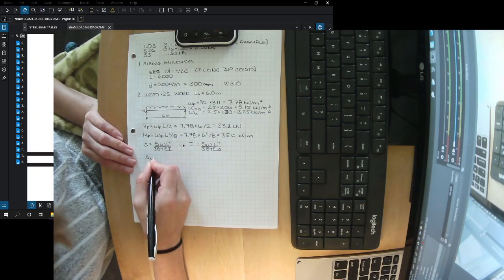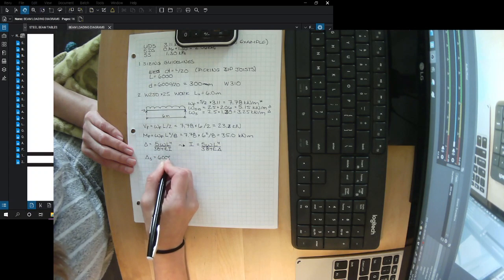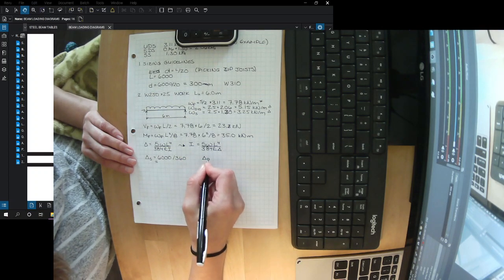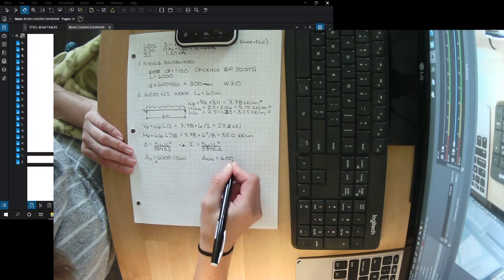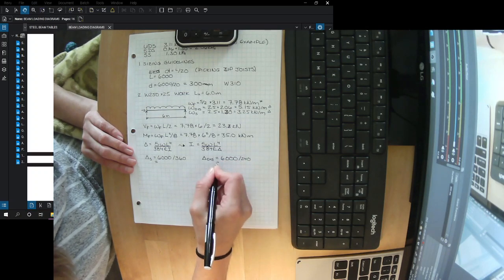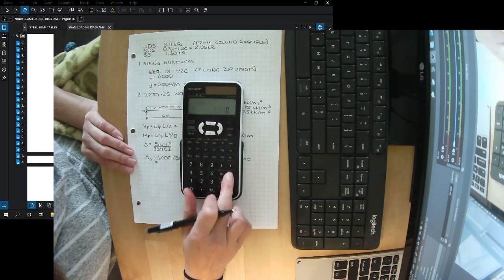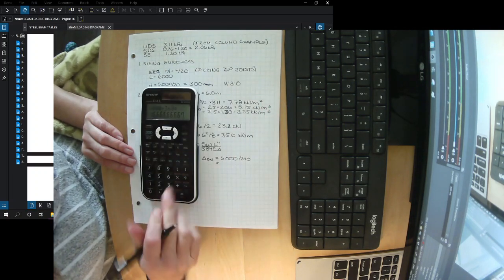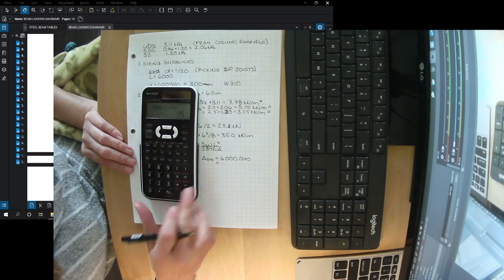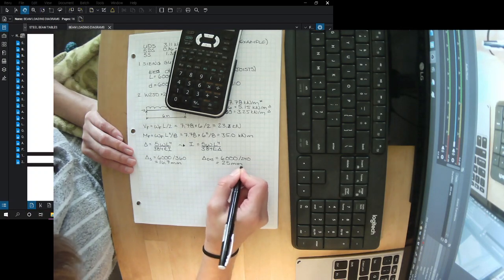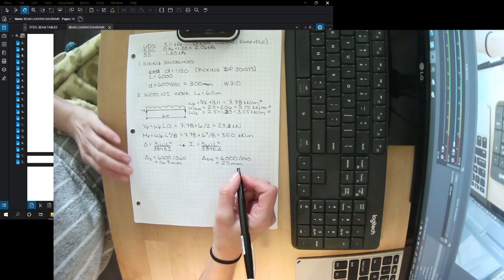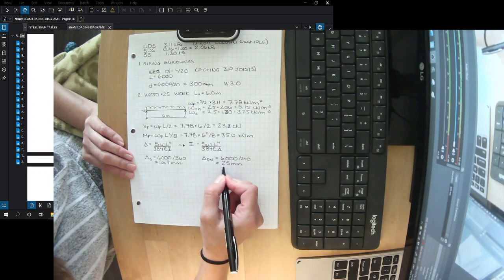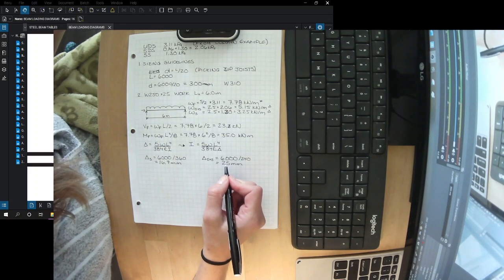Do you guys remember our different deflection criteria? They gave it to us in the question. The deflection criteria for snow alone was length divided by 360. And our deflection criteria for dead plus snow was length divided by 240. So we can calculate both of these. 6,000 divided by 360 is 16.7 millimeters. And for dead and snow together it is 6,000 divided by 240, or 25 millimeters. So under snow load alone, we don't want the beam to deflect more than 16.7 millimeters, and under dead and snow, no more than 25 millimeters.